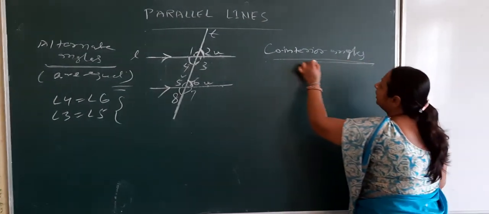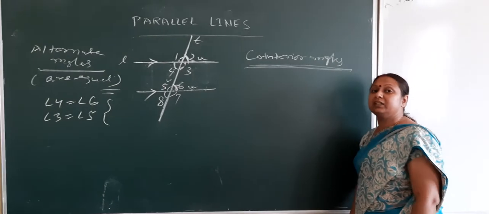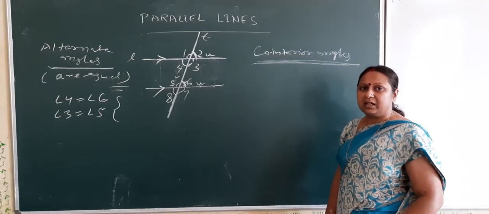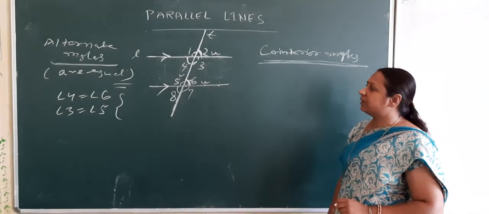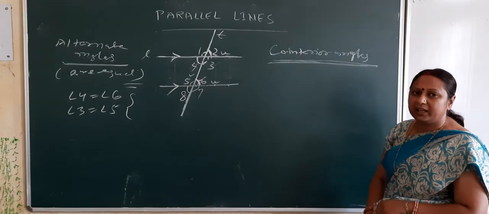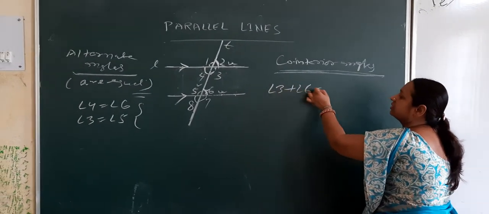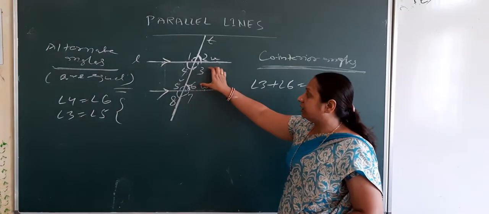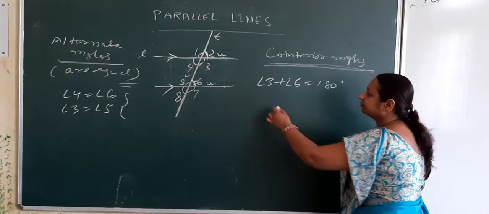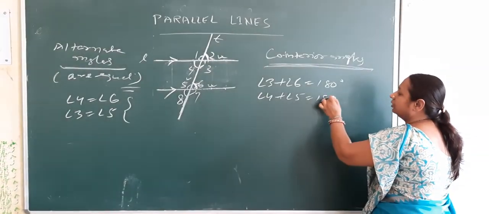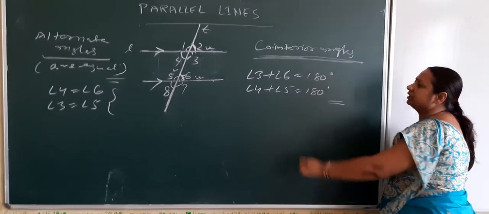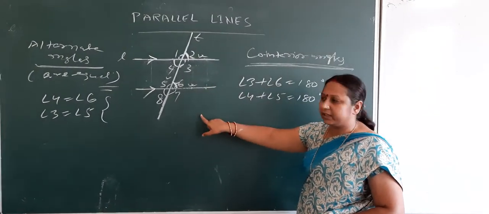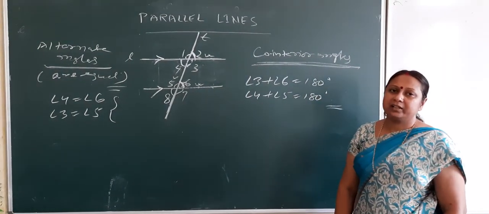Now next, co-interior angles. Co-interior means consecutive interior angles. The sum of consecutive interior angles on the same side of the transversal is called co-interior angles. So angle 3 plus angle 6 equals 180 degrees, because 3 and 6 are on the same side of the transversal and are consecutive interior angles. Both are interior angles. Angle 4 plus angle 5 equals 180 degrees. So the sum of the co-interior angles is 180 degrees.